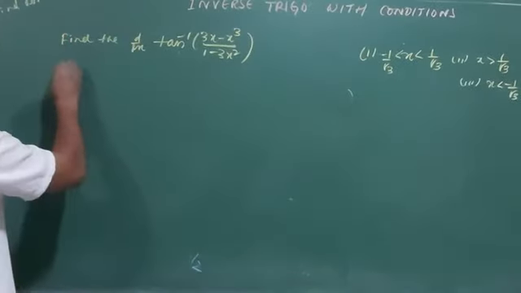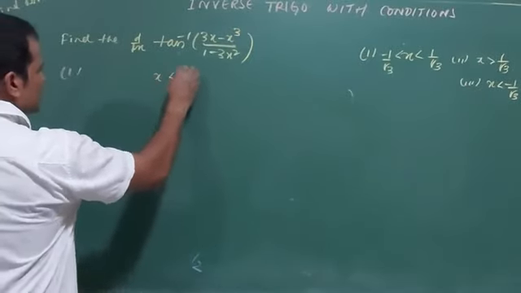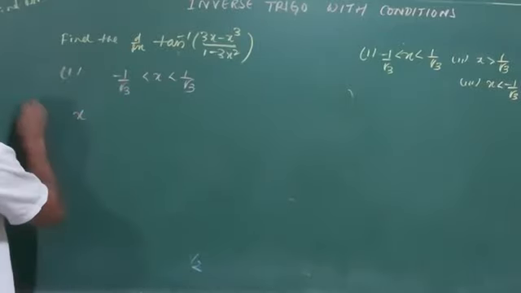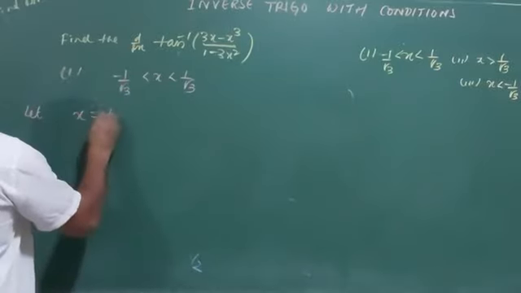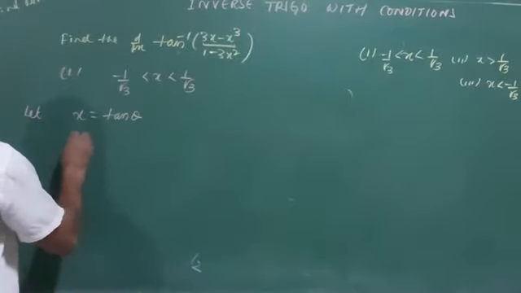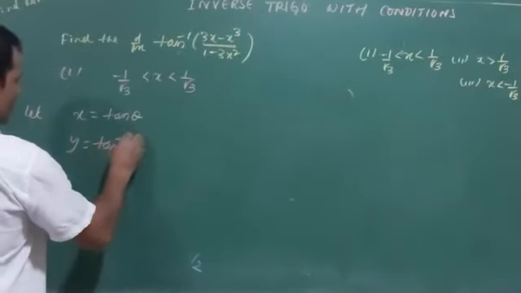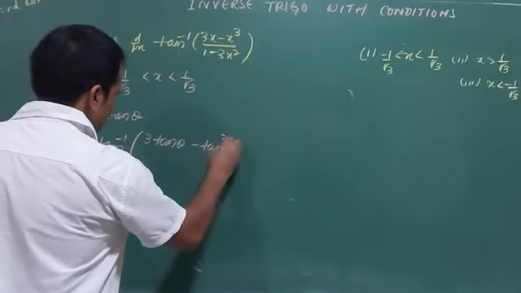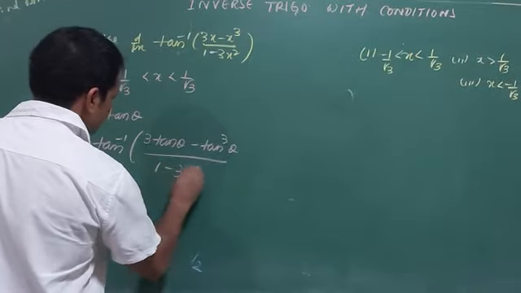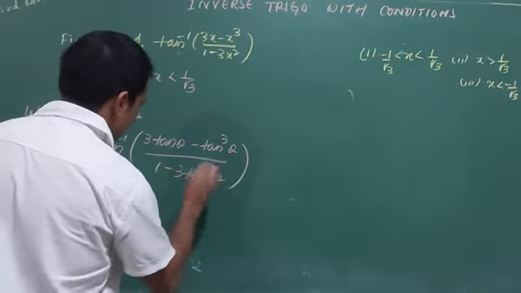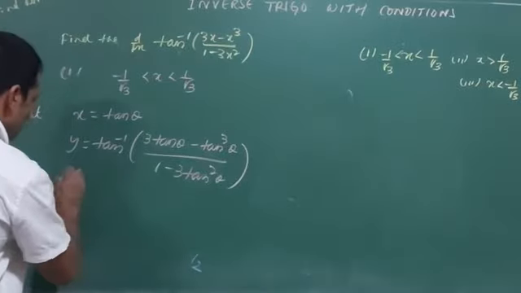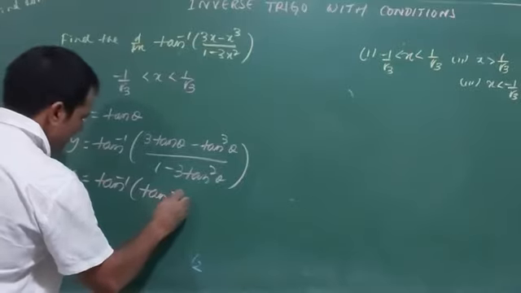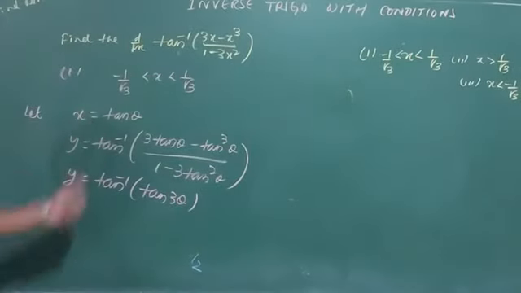The first condition is x is less than 1 by root 3 and greater than minus 1 by root 3. So I will assume let x is equal to tan theta. So y is equal to tan inverse of 3 tan theta minus tan cube theta by 1 minus 3 tan square theta. I write this as y is equal to tan inverse of tan 3 theta. But I am not writing the answer 3 theta here. I am waiting for the choice.